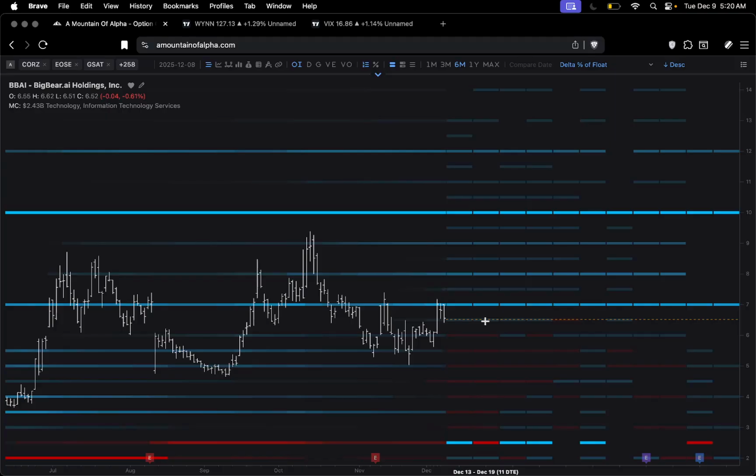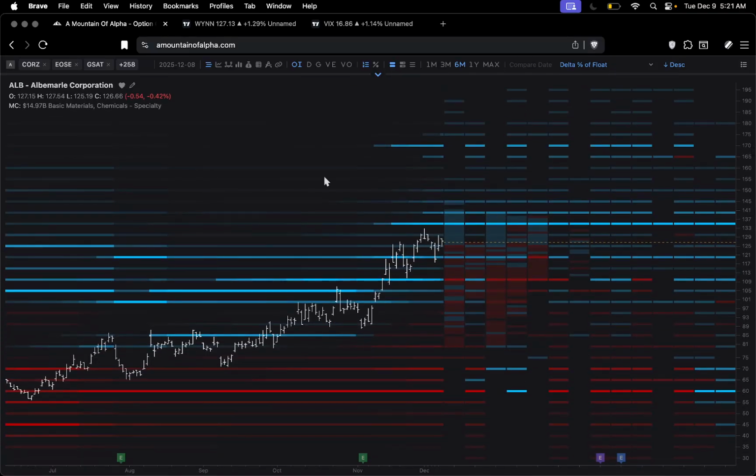You can look for support and resistance. Okay, Big Bear AI. Well, it's been doing nothing. It's been consolidating around 7 with some variation, right? So it's gone from like 5 to 9. It's like a $2 variation on either side. So kind of here nor there. I just kind of avoid it. Big one at 10. Maybe it goes there, but not something I would trade.